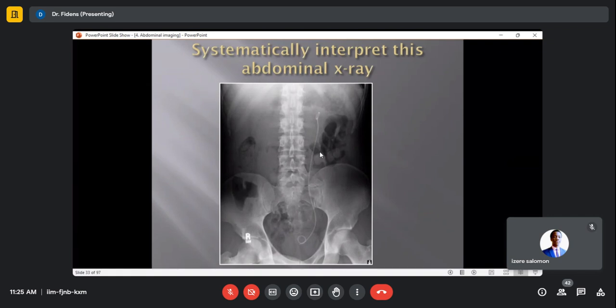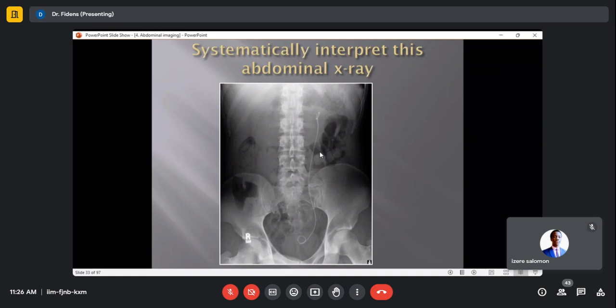Who can help me? Who can look at this abdominal X-ray? Who can approach this systematically, the way we say it? Who can interpret this? Just one person can come and say, this is a plain abdominal X-ray, and tell us what it is, until he gives the differential diagnosis here. Let me try. Try, please. About this abdominal X-ray.